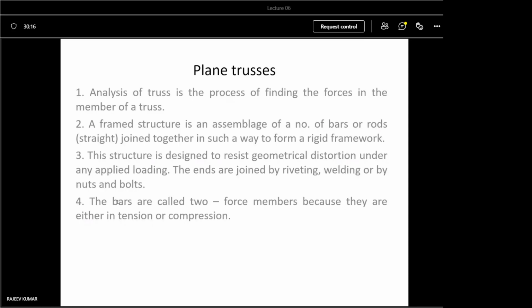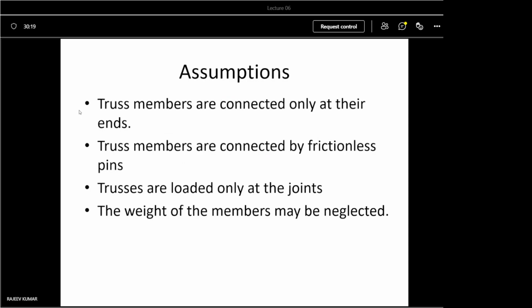Okay. The assumptions we have discussed are written here. Truss members are connected only at their ends. Truss members are connected by frictionless pins. Trusses are loaded only at the joints. The weight of the members may be neglected, meaning you do not have to assume the weight of the rod or member. Practically that is not possible, but for your calculation you have to assume it. And the members are straight. These are the assumptions. Okay.